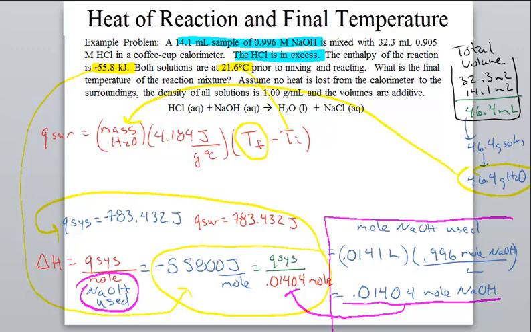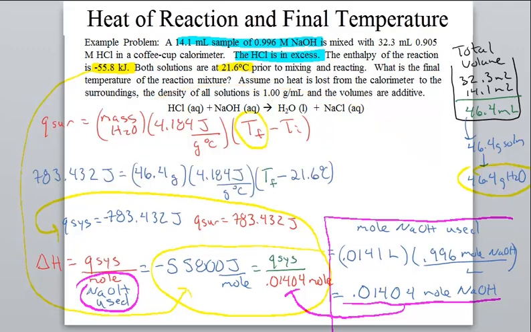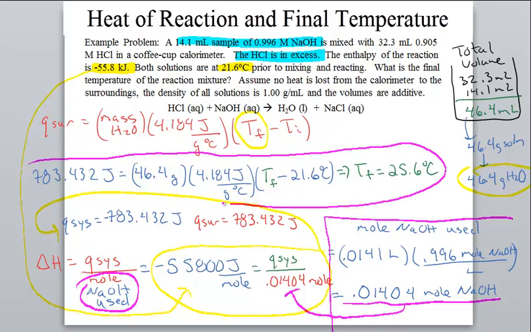So let's plug in the numbers. After plugging in all the various numbers, the temperature final, when we calculate it, is 25.6 degrees Celsius. So that number makes sense. It's an exothermic reaction. Heat is being released to the surroundings. We start at 21.6 degrees Celsius, so we have a higher temperature. So let's just circle our last calculation.